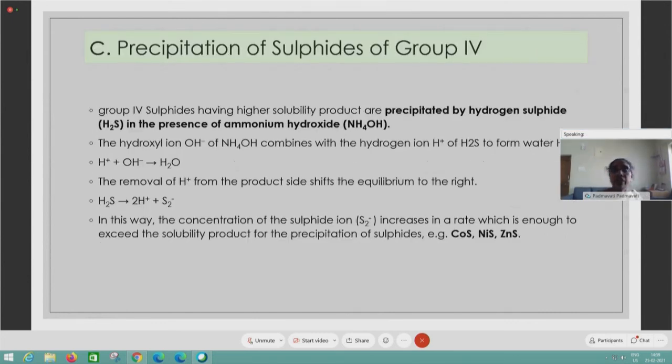Then we have group 4, and group 4 sulfides have higher solubility product, and they are precipitated by hydrogen sulfide in presence of ammonium hydroxide. We have hydroxyl ion coming from NH4OH, and this combines with hydrogen ion of H2S to form water, and then the removal of H plus from the product shifts the equilibrium to the right. So you have cobalt sulfide, nickel sulfide and zinc sulfide precipitated out.